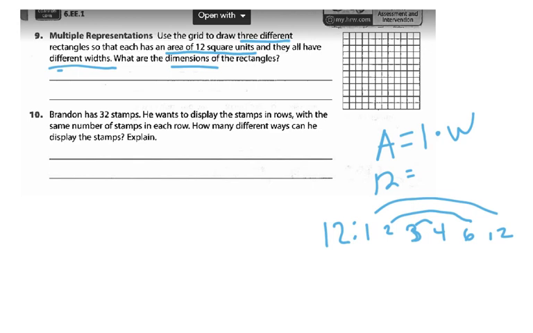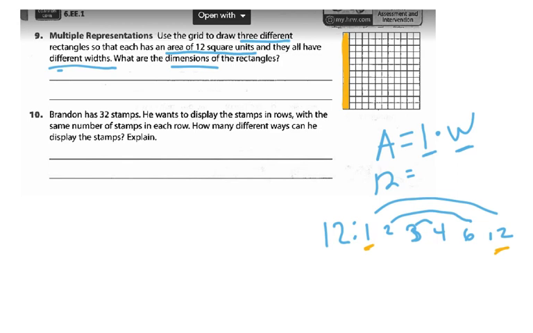Now dimensions just means length and width. So what would the length be? What would the width be? And they're saying you have to have different widths. So I can see here one way I can do this is having a 1 by 12 rectangle. So if I go 1, 2, 3, 4, 5, 6, 7, 8, 9, 10, 11, 12, here, this column.